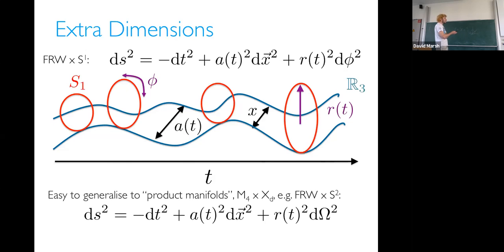And it's easy to generalize this description to any product manifold. For example, M4, where M4 is the 4-dimensional Friedmann space-time, cross Xd for any d-dimensional manifold that you can put a metric on. So for example, FRW cross X2, where X2 is the sphere. Now it just looks like this, where r is the radius of the sphere, and omega squared is the metric on the sphere.